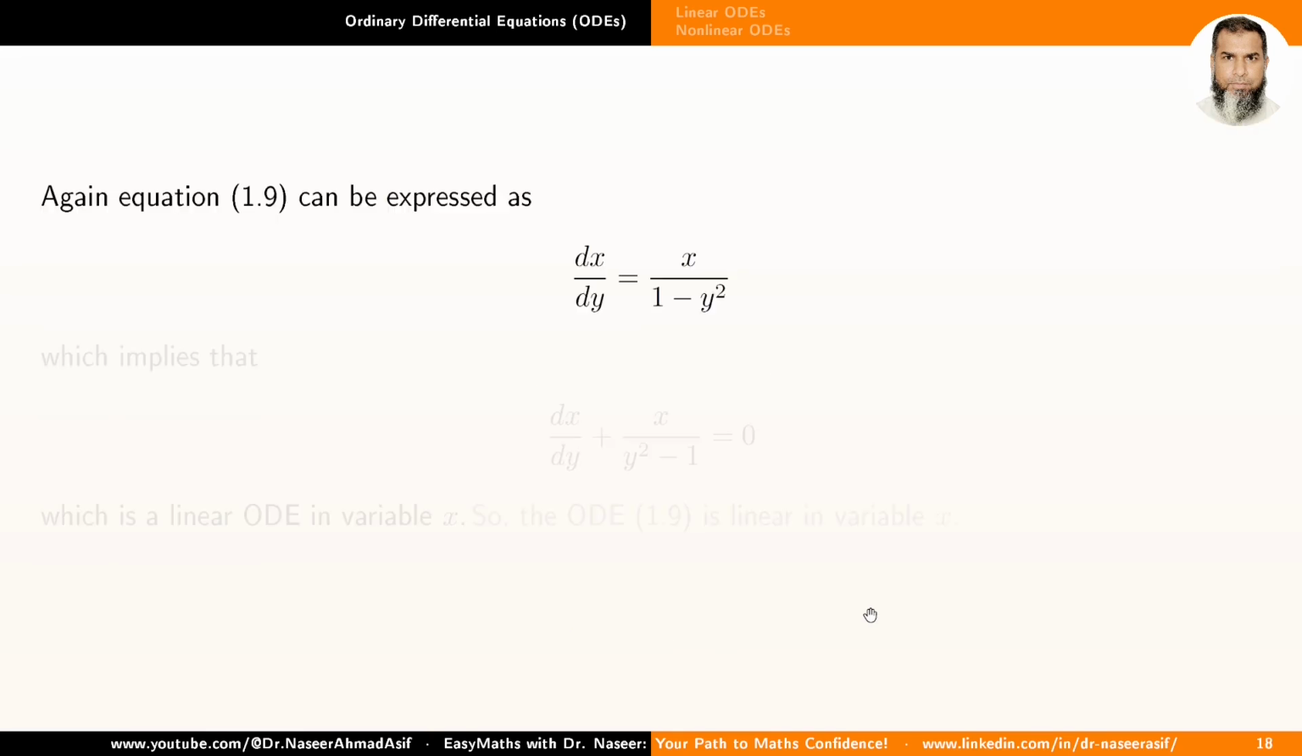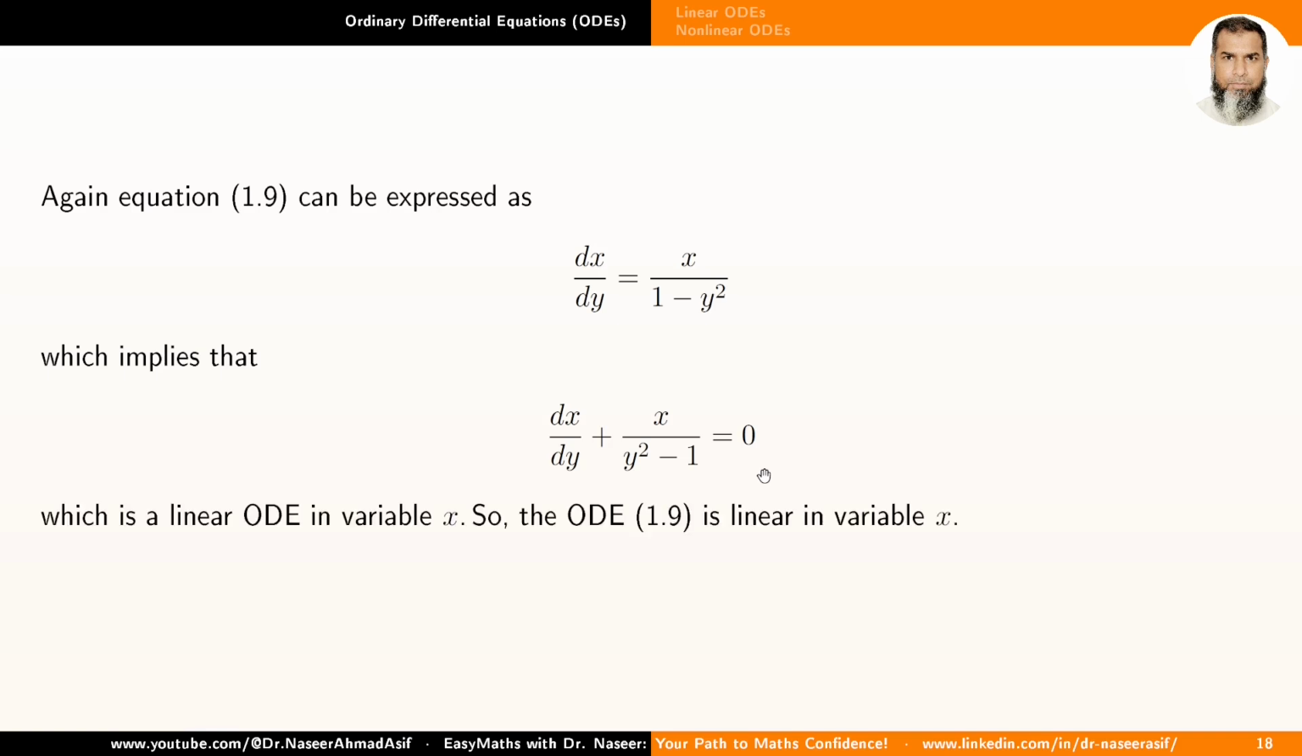We'll see again. Equation 1.9 can be expressed as dx by dy is equal to x over (1 minus y square), which implies that in this equation you can see x is the dependent variable, y is the independent variable. So this is a linear term. Also this is a linear term. So this is a linear differential equation. So the ODE 1.9 is linear in variable x.